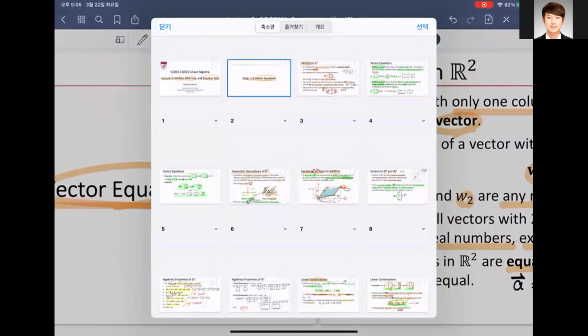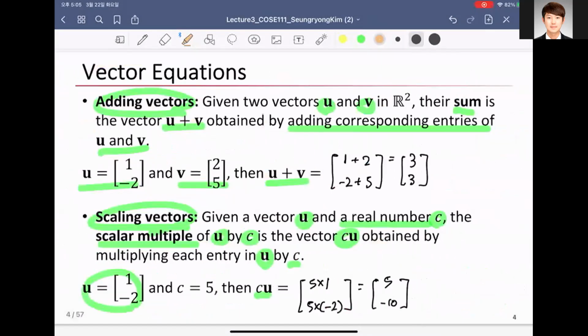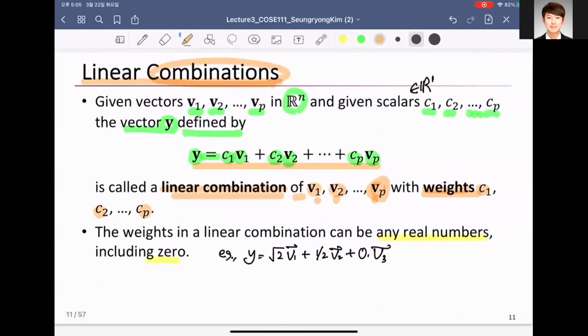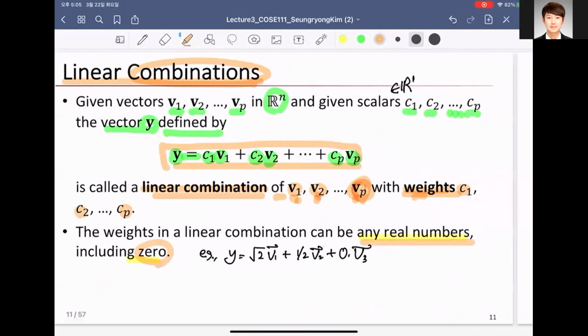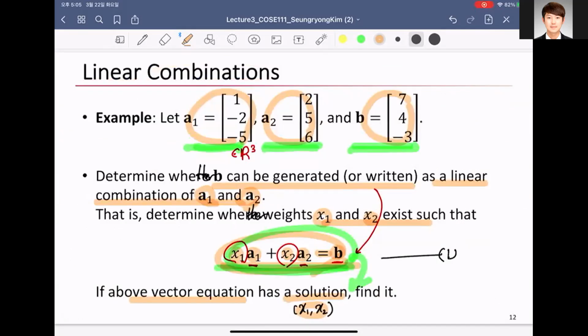좀 더 빠르게 진행하겠습니다. Let me just recap what we've done so far. So we already discussed the vector. And we also defined the linear combination. Linear combination of vectors v1, v2, ..., vp with c1, c2, ..., cp as weights can be represented by y equals c1 times v1 plus c2 times v2 plus ... plus cp times vp. In this case, the weights in a linear combination can be any real numbers, including zero. Right? And our linear system can be represented as a linear combination of the column vectors. We already discussed this one.